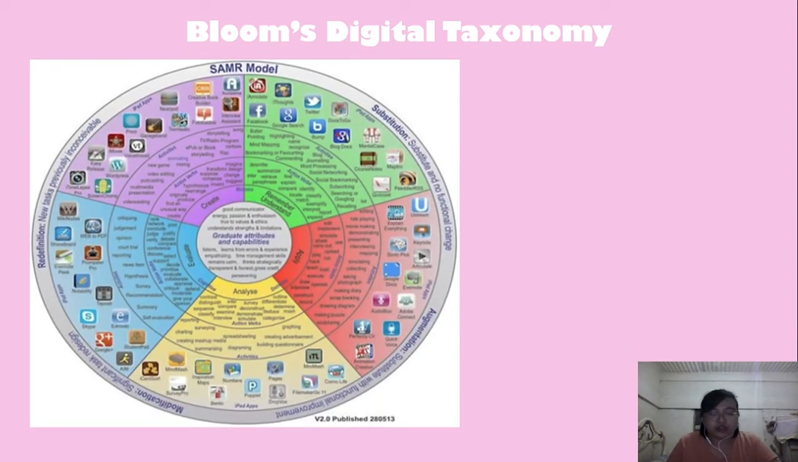Next, we have Bloom's digital taxonomy. Andrew Churches revised Bloom's work and introduced Bloom's digital taxonomy in 2007. The main reason is to integrate Bloom's taxonomy with 21st century digital skills. In Bloom's digital taxonomy, the learners might develop a script for a video, construct an ebook, etc. And that is for the cognitive levels.